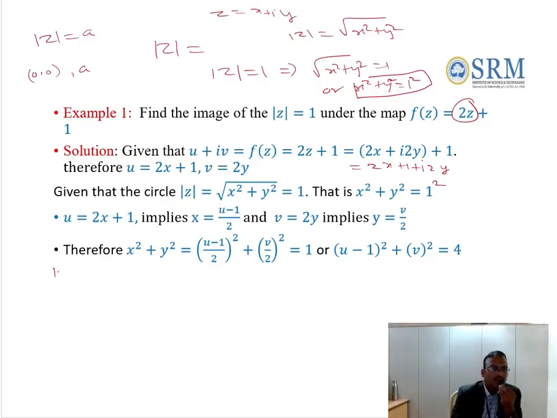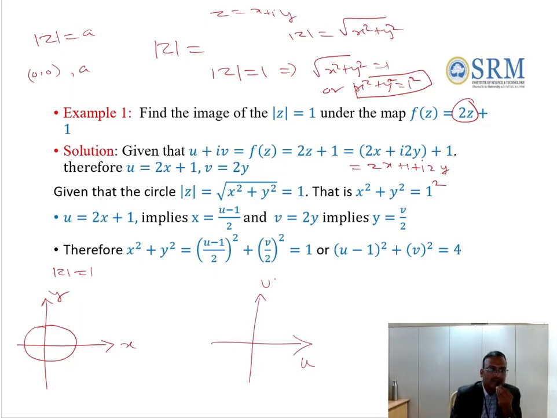So modulus of z equal to 1 is a circle in the complex plane. That means it is a circle here. Now we are getting another equation. This is the x-axis and this is the y-axis. Now we are having another equation in the w plane. Let me call this the u-axis and this is the v-axis.